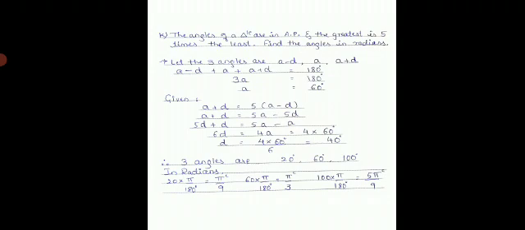Now, in the next step, A plus D is equal to 5 times (A minus D). Open the bracket, multiply it by 5, you get 5A minus 5D. Then shift the like terms to one side and solve for the value of D.